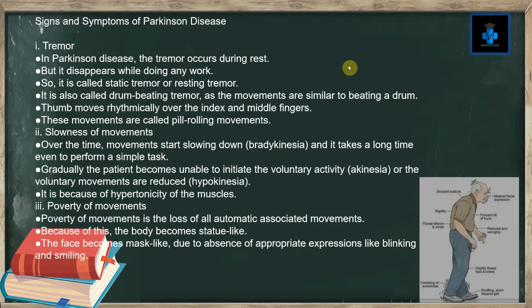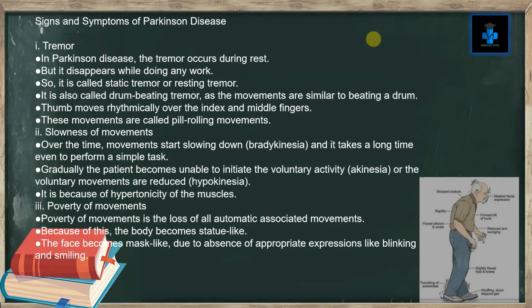In detail, signs and symptoms of Parkinson's disease. Tremor. In Parkinson's disease, the tremor occurs during rest, but it disappears while doing any work. So, it is called static tremor or resting tremor. It is also called drum beating tremor as the movements are similar to beating a drum. Thumb movements rhythmically over the index and middle fingers. These movements are called pill rolling movements.